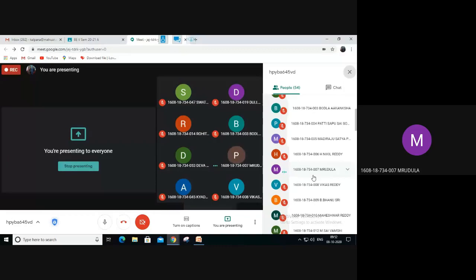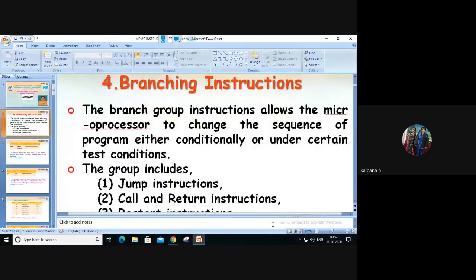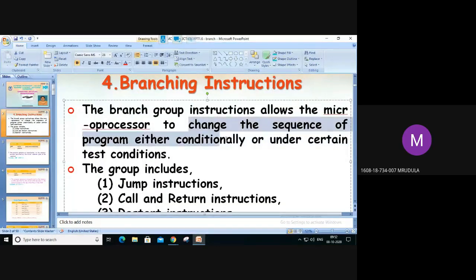Mridula. Yes, ma'am. What is the branch instruction? Branch instructions means what? What are we using branch instructions for? To change the sequence of the program. Okay. Sequence of program means what?